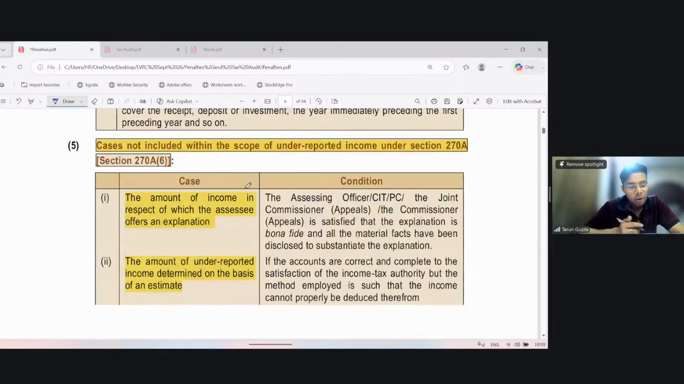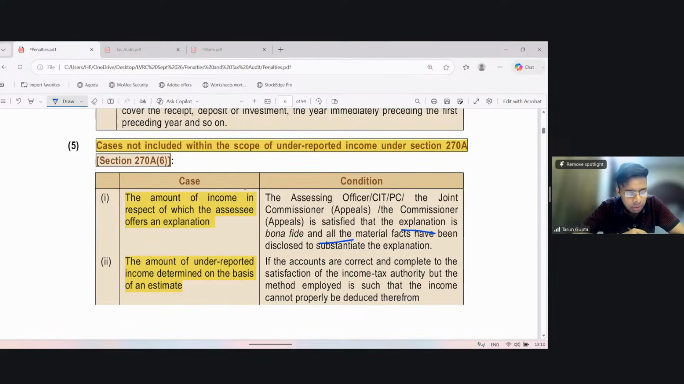In the following cases, 270A subsection 6 says that it shall not be deemed that there is an underreported income. So there will be no penalty in the following cases. One, where the assessee offers an explanation and the AO is satisfied that the explanation is bona fide and all material facts have been disclosed to substantiate the explanation.